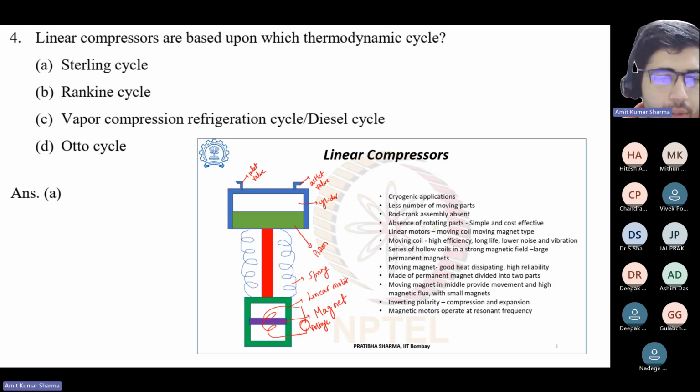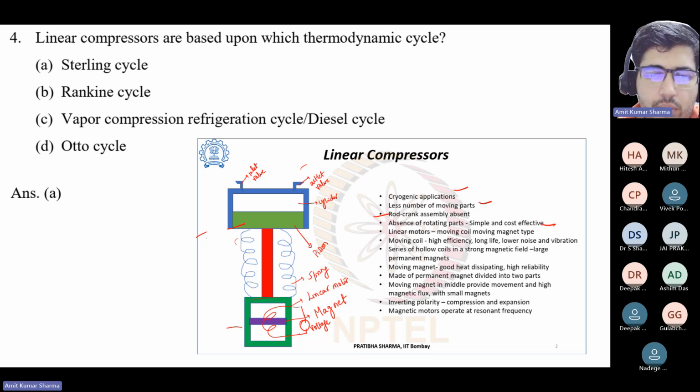This is a diagram of a linear compressor. You can see a piston, inlet valve, outlet valve, and a cylinder. The piston is connected with springs, and then we have an arrangement here, then the motor, then the magnet. These springs are controlled through this motor. Here it is for cryogenic applications, with fewer moving parts. There is no rod crank assembly, absence of rotating parts, simple and cost effective.